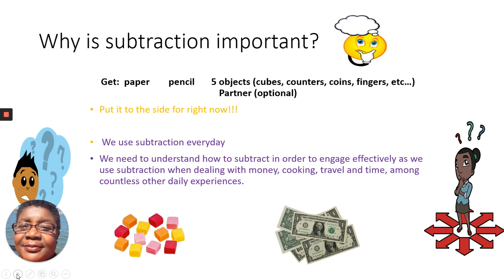5 objects. You also can have a partner. If you have an older brother or sister, or mom or dad's not too busy, ask them to come and sit with you. Go get the paper and pencil now. 5, 4, 3, 2, 1. Good job. Put it to the side for right now.